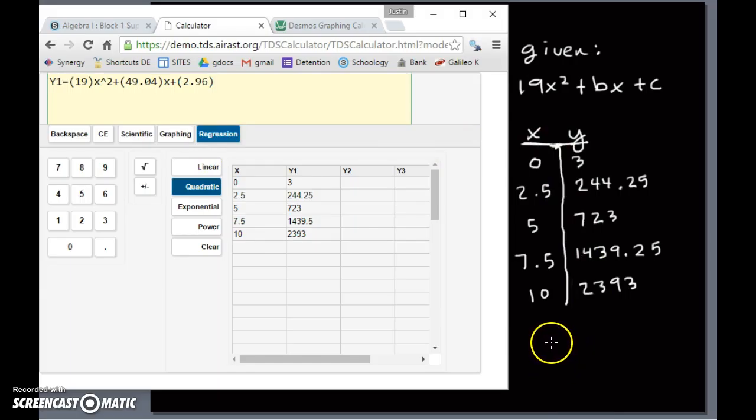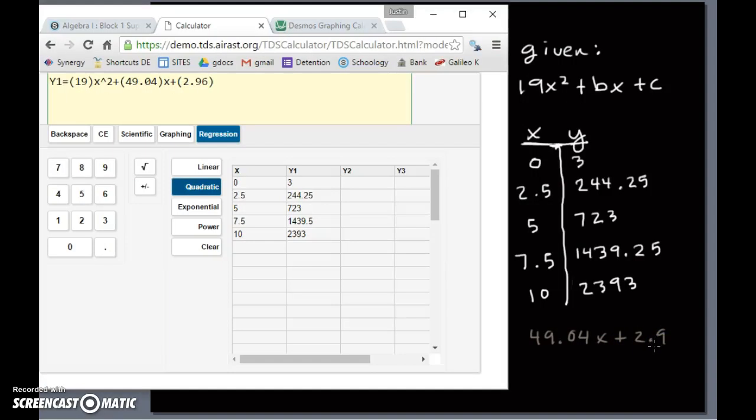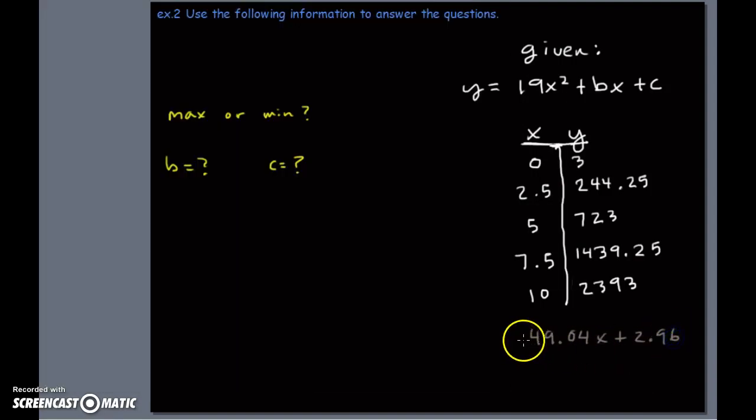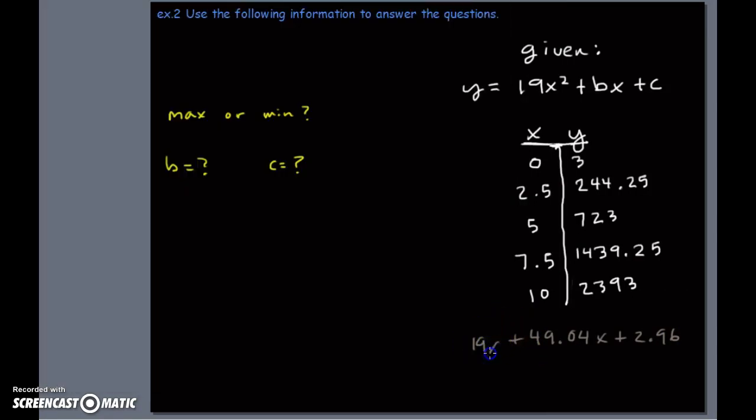49.04x plus 2.96 plus a 19x squared. So you can see that we've got the right equation because our coefficients in front match up, and then our b here is 49.04, and our c value is 2.96.